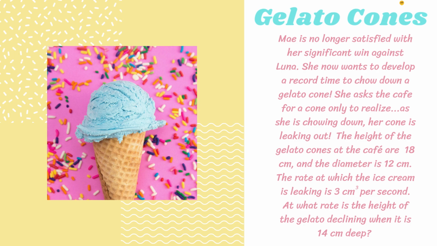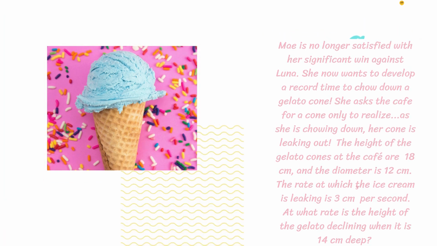The height of the gelato cones at the cafe are 18 centimeters and the diameter is 12 centimeters. The rate at which the ice cream is leaking is 3 centimeters cubed per second. At what rate is the height of the gelato declining when it is 14 centimeters deep?